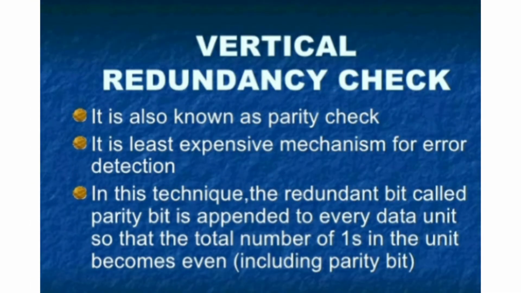VRC, that is vertical redundancy check. It is also known as parity check. It is the least expensive mechanism for error detection. In this technique, a redundant bit called the parity bit is appended to every data unit so that the total number of ones in the unit becomes even.